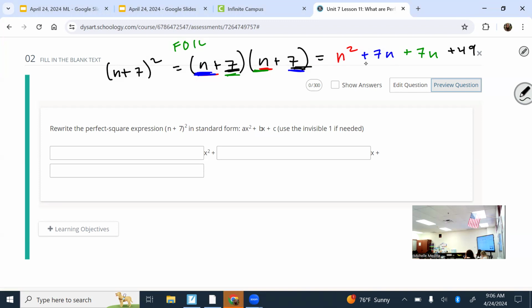Combine like terms, it usually tends to be your linear terms, the ones that would be just x or just n. 7n plus 7n is 14n, and then nothing else is fine. So then to fill in the blanks the right way, in front of the x squared, the coefficient is a positive 1. In front of the x term, the linear term, it's a positive 14. And then my constant is 49. All right, any other questions?